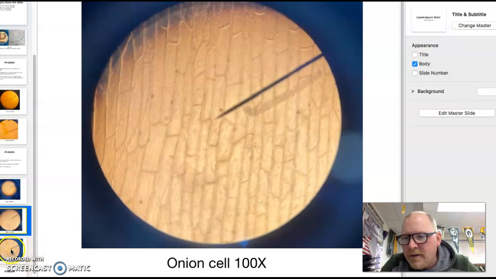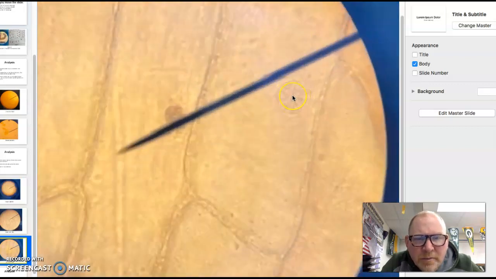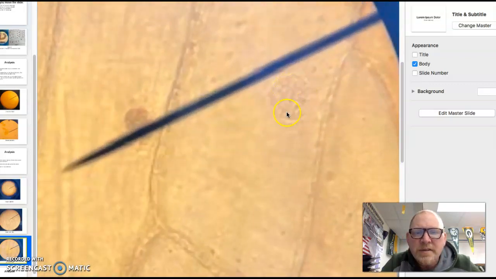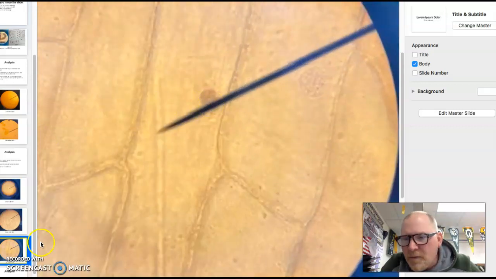And then finally, we have the 400 magnification. Really close in, we have a nucleus, we have the cell membrane, cell wall, another nucleus, probably a scratch underneath, another nucleus right here, and another nucleus right here. Maybe we can zoom in a little bit, and might even be able to see some of the chromosomes in there. Anyways, these are the onion cells. Those are the things that I would hope you would have seen.